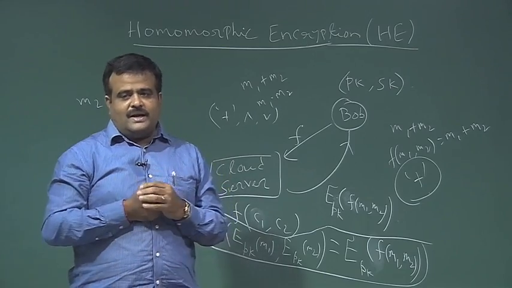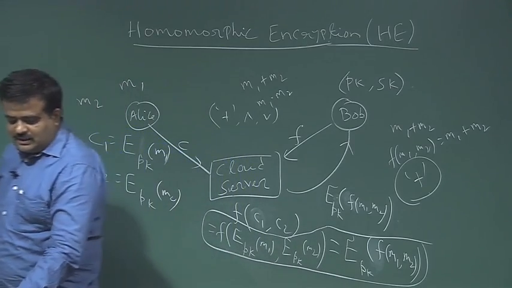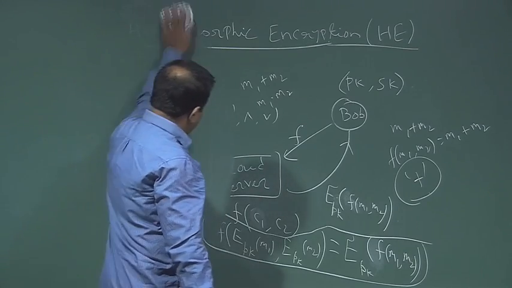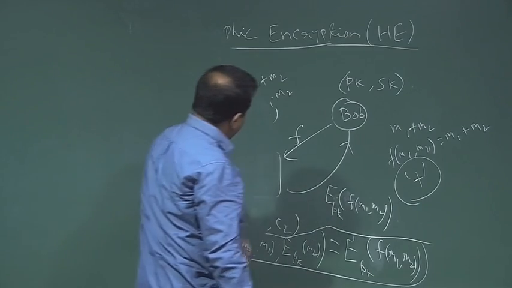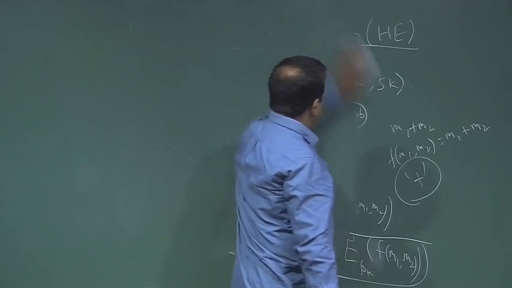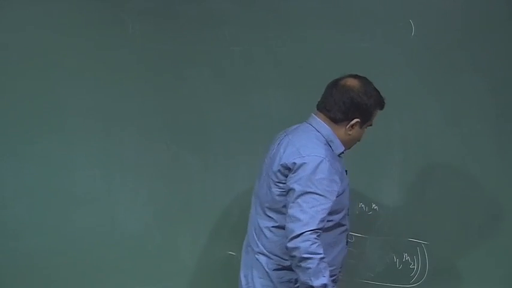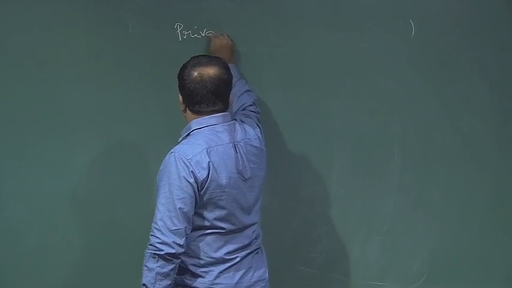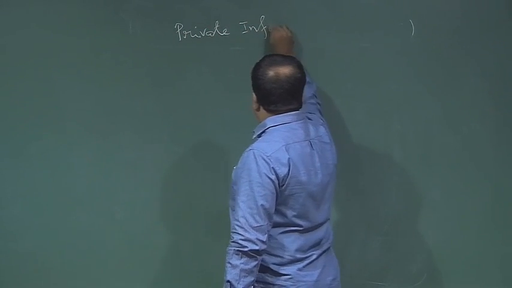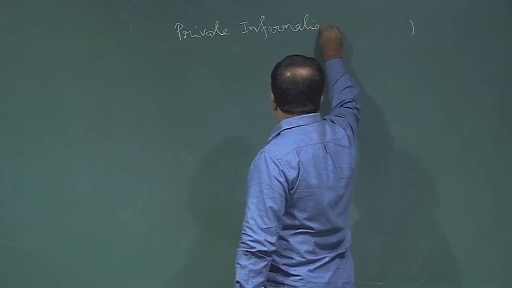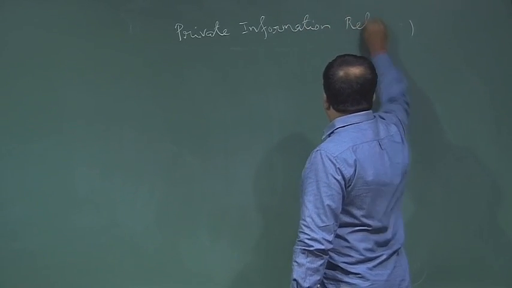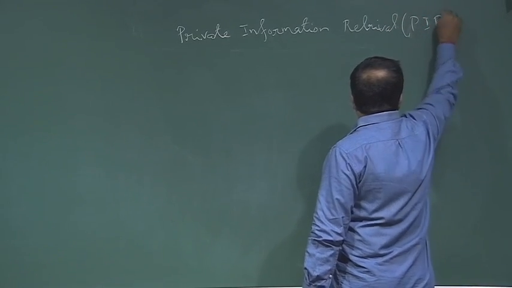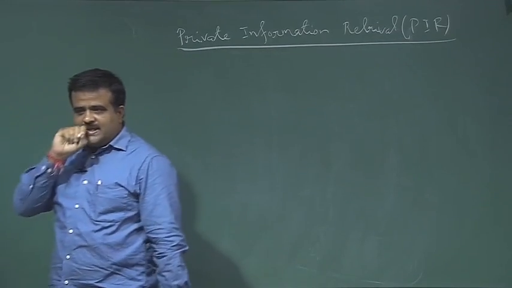So that Bob only can get f of m. Homomorphic encryption has another application in the area of PIR, private information retrieval. So let us talk about what PIR is. Private information retrieval, in short, is called PIR. So what is basically private information retrieval?